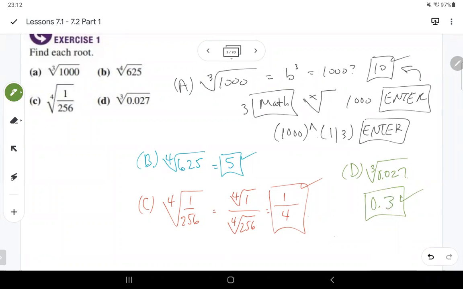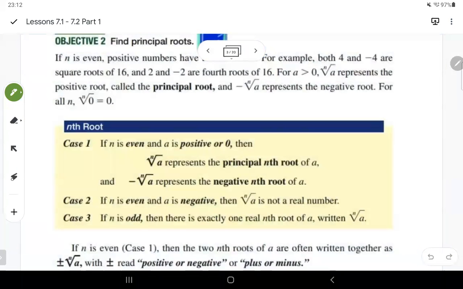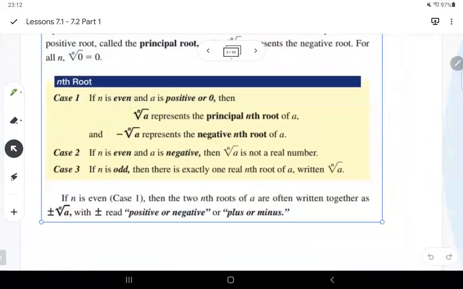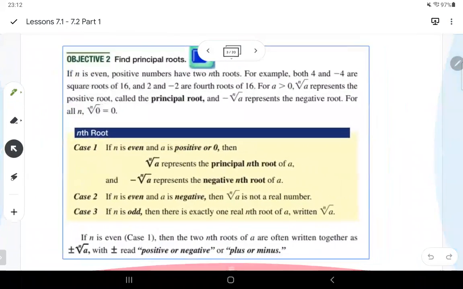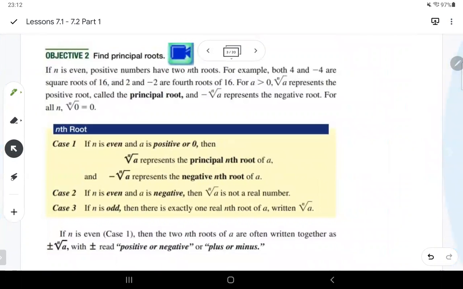Okay. Regardless, knowing that 3 is 27 cubed definitely helps you get to this answer. All right. Now that that little bit is out of the way, let's take a look at what this is telling us. Make it a little bit smaller so we can see the whole thing. All right, find principal roots.